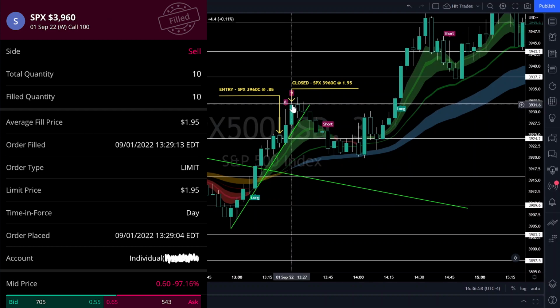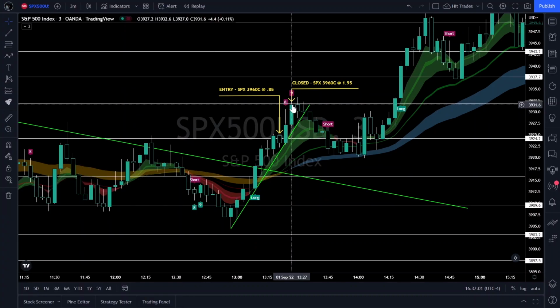And again, our contracts were up 130%, which is beautiful. A lot of people will struggle to make that kind of profit. And we just did it in 5 minutes simply by using candle closes, by using our levels, as well as by using this Bankai indicator.